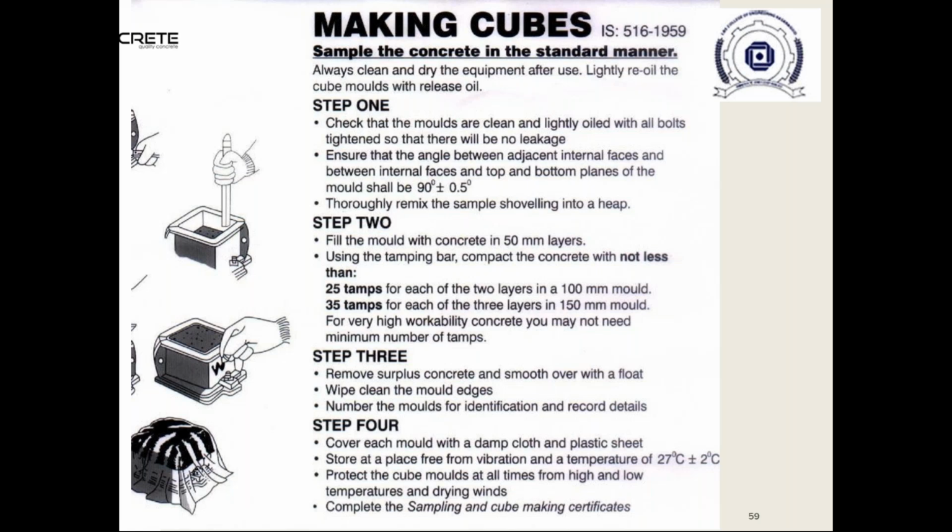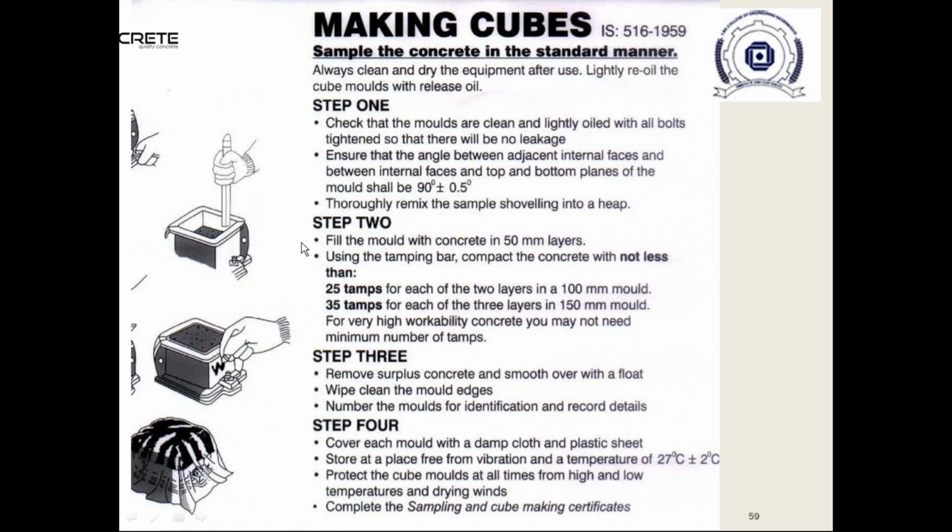Making cubes: what are the precautions to be taken? The cubes have to have a dimension of 150 mm by 150 mm by 150 mm. Each of the 3 layers of concrete has to be compacted by 35 strokes. And once we cast the cubes, they have to be covered with polythene sheet or wet Hessian cloth. Evaporation of water should not take place, and they have to be kept in a cool place under shelter.